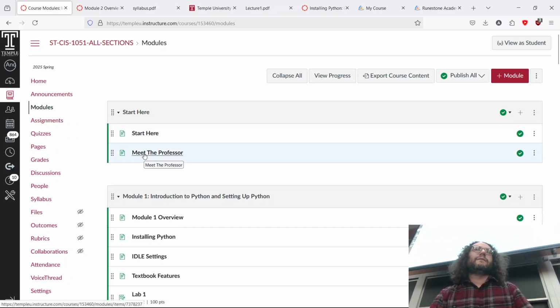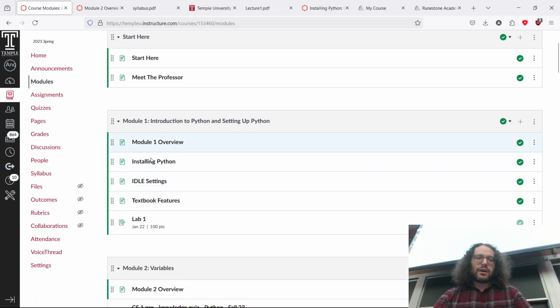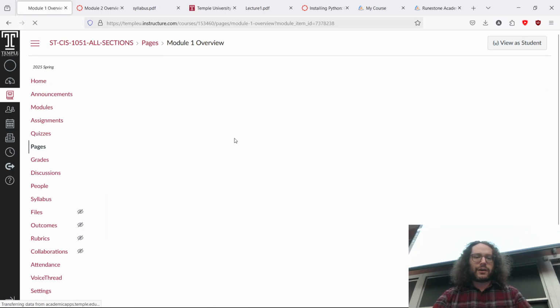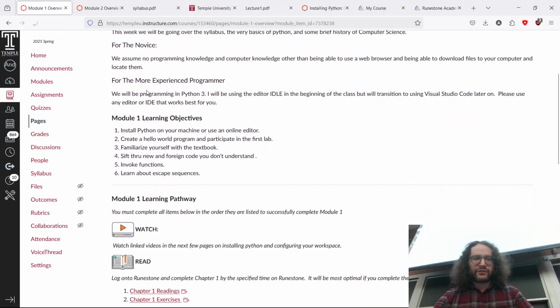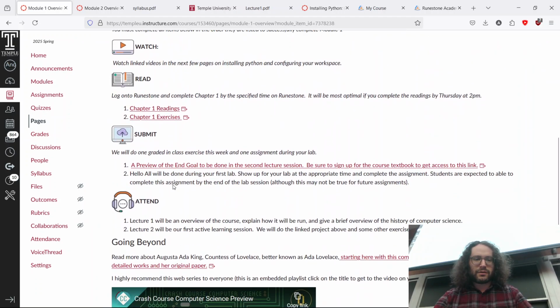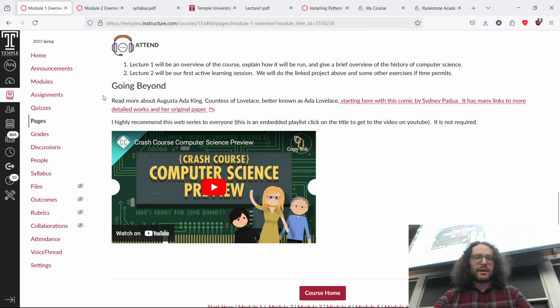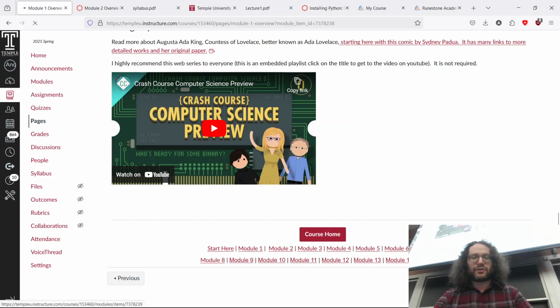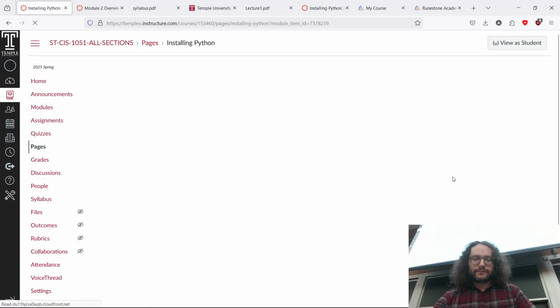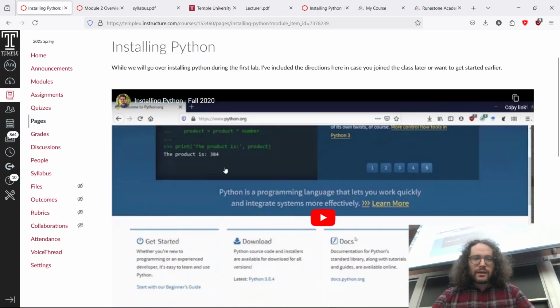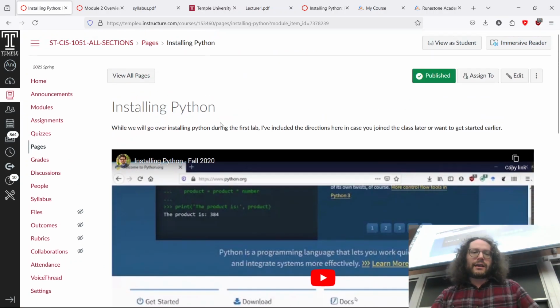Meet the Professor has information about me. The overviews kind of tell you what's going to go on during that module. We do about 1 module a week. And then you'll notice over here, we go over the module overview. It tells you what it's going to do, what you need to submit, what other things you could do if you have the time and want to torture yourself. And then videos on how to install Python.